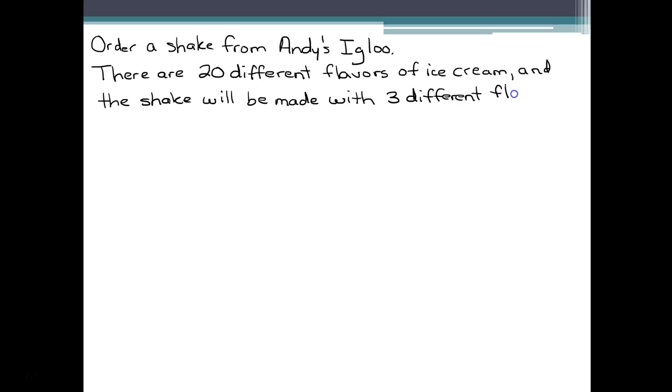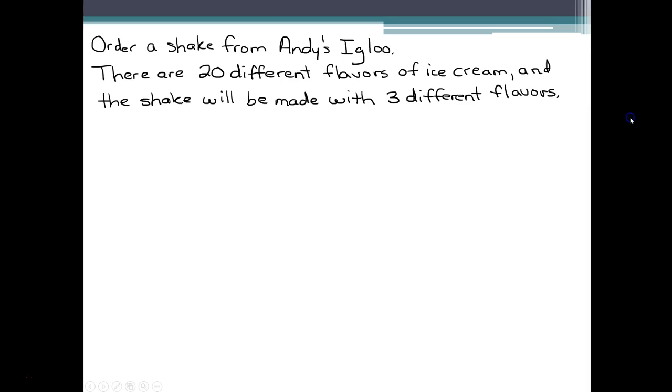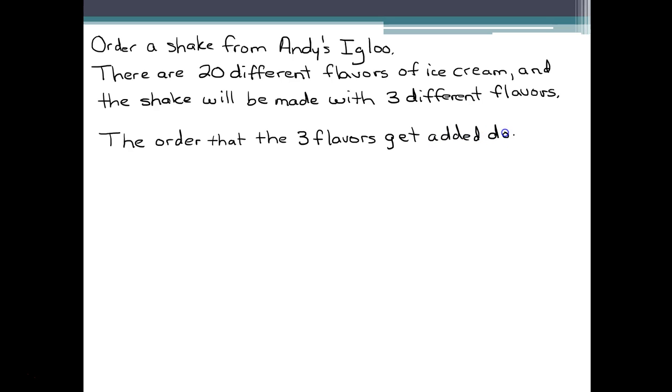That matters too. You can't have repetition in combinations just like you can't have repetition in permutations. Oh my gosh, it did it again. All right, so the shake will be made with three different flavors. And then if you think about this, the order that the three flavors get added doesn't matter. So if you think about it, it's a shake. It's all getting mixed up anyways.